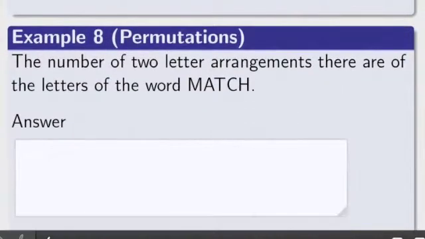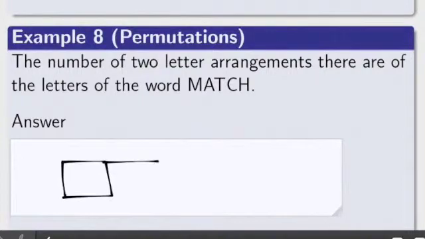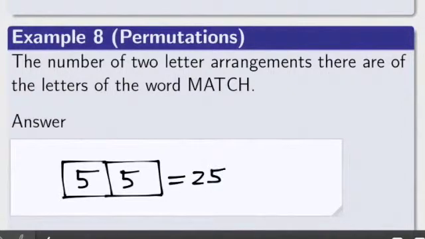in example 8. Since we are after 2 letter arrangements, we still draw the 2 boxes. There are no restrictions, so we are allowed to repeat the letters. The letters need not be the same. The letters need not be different. So for the first box, we have a choice of 5 letters. The letters can be repeated. Hence, for the second box, we have a choice of 5 as well. So the number of permutations is the product of these two numbers, which is 25.